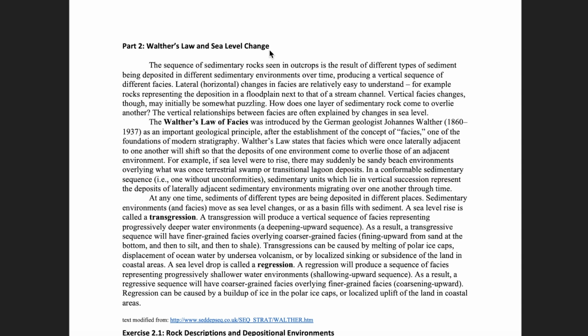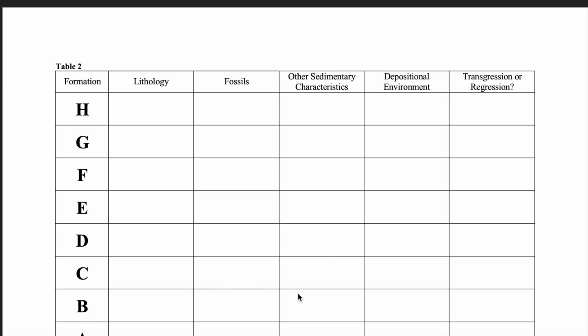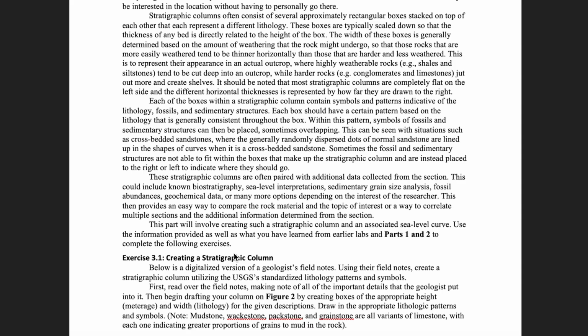Okay, part 2 is mostly about Walther's Law, not really that hard. You have two things: transgression, which means sea levels rising, and regression, meaning sea levels falling. So how do you tell this from rocks? Well, remember that younger sediments are going to be on top of older sediments. We're going to use this rule to say how sea level is changing, and we're going to track it through time vertically instead of horizontally like we were doing before.